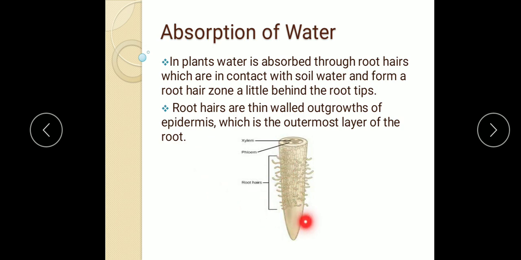So this is the portion of a root shown here in the diagram, and you can see many hair-like structures arising from it. These hair-like structures are the root hair. So root hairs are unicellular thin walled outgrowths of epidermis. You underline this line in your book. Root hair cells are unicellular thin walled outgrowths of epidermis, which is the outermost layer. So these are the epidermal structures present in the root.